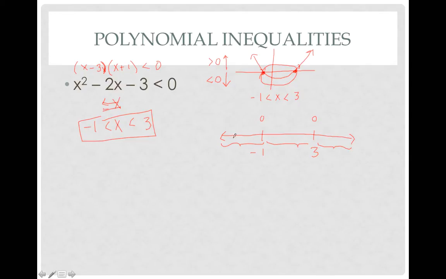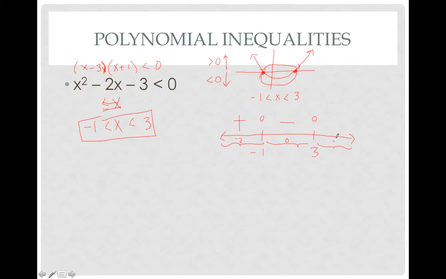Now, I didn't mention this: you don't have to do both of these ways. Choose one or the other. Sign charts are sometimes faster. Remember, we call these critical points. So I just choose a point that's on the left of negative 1. Let's just choose negative 2. If I plug that in, I get positive 4 plus 4 minus 3. So 4 plus 4 is 8, minus 3 is 5, which means this is positive. It's positive 5. That's all I care about. In here, between negative 1 and 3, I choose a number. I'm going to choose 0 because it's easiest. 0, 0, and a minus 3, which means it's negative.